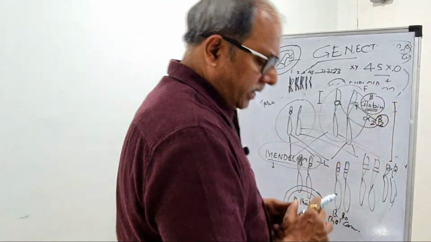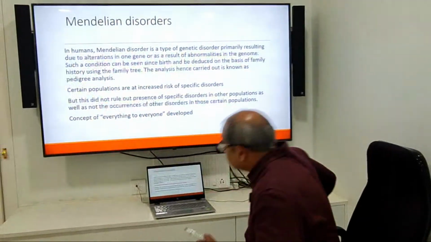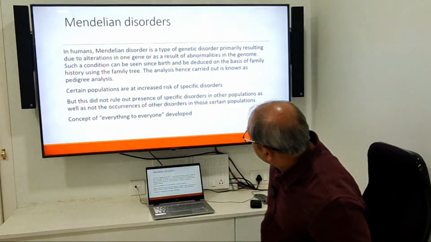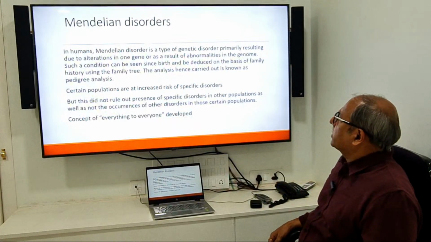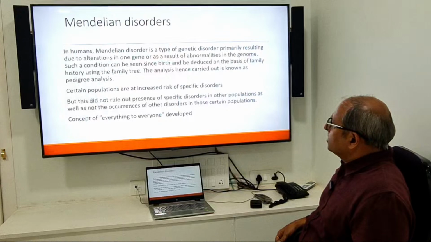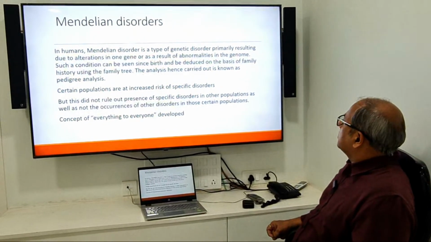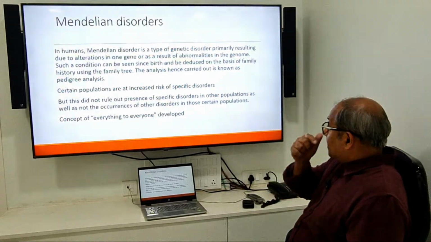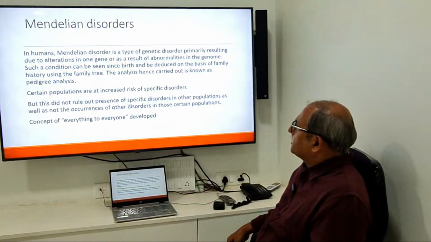Now I go again into this. So this Mendelian disorders, in human, Mendelian disorder is a type of genetic disorder primarily resulting due to alteration in one gene or as a result of abnormalities in the genome. Such condition can be seen since birth and be deduced on the basis of family history using the family tree. We have to make a pedigree.